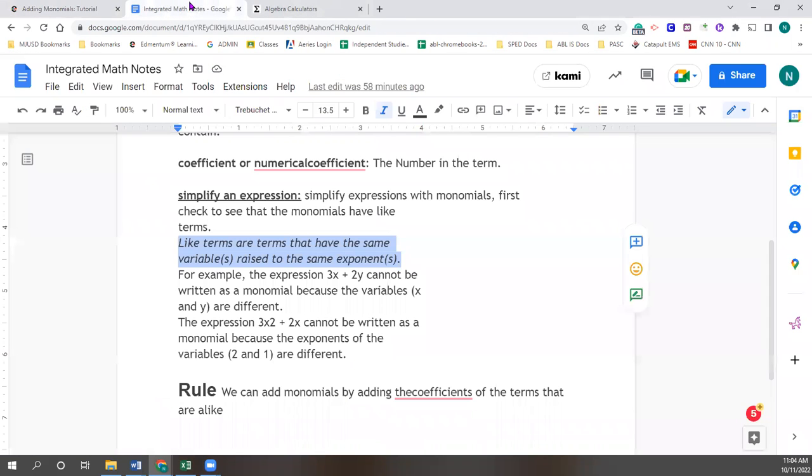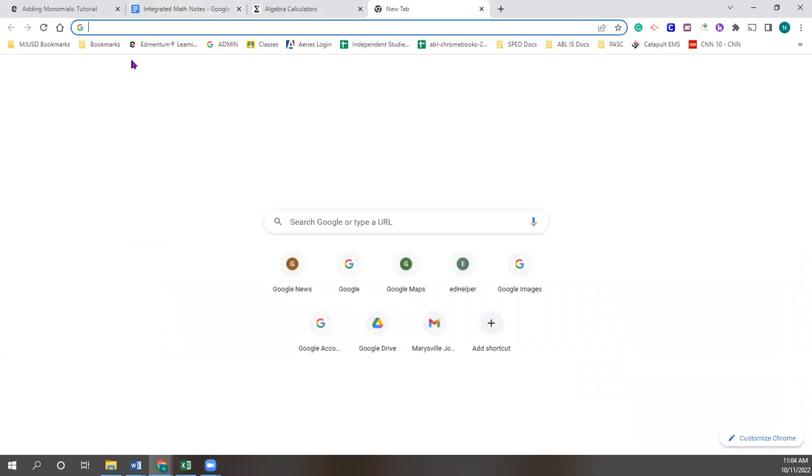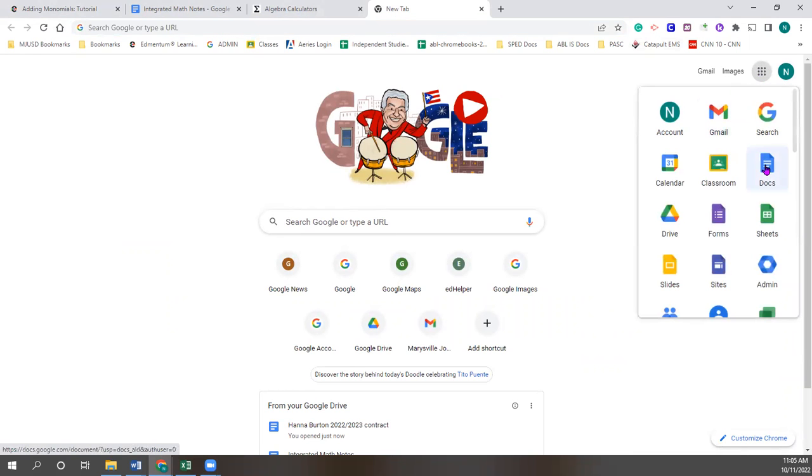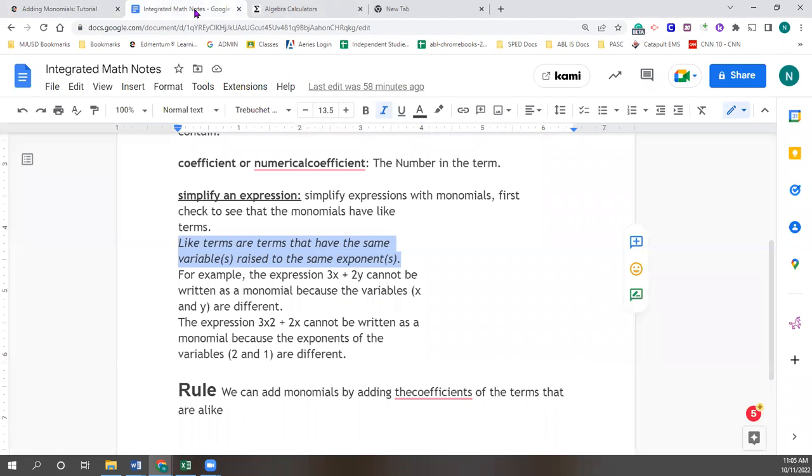So I highly recommend you go to Google Docs. If you don't know how to do that, you can open up a new tab, and under your Google Apps icon is a document or Google Docs. You click on that and push the plus sign and create a new one. I suggest you title it Integrated Math Notes. The reason for that is so when you go looking through your Google Drive at your Google Docs to find this, to use it on the test, you have it.